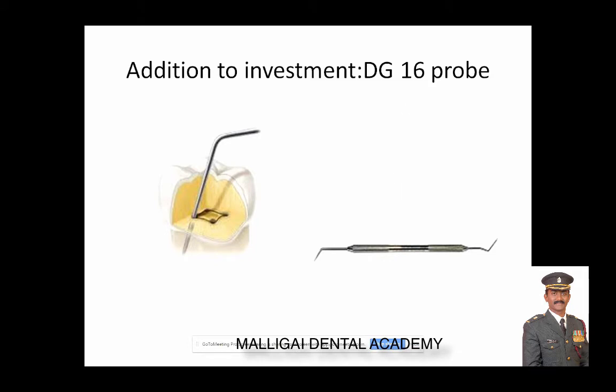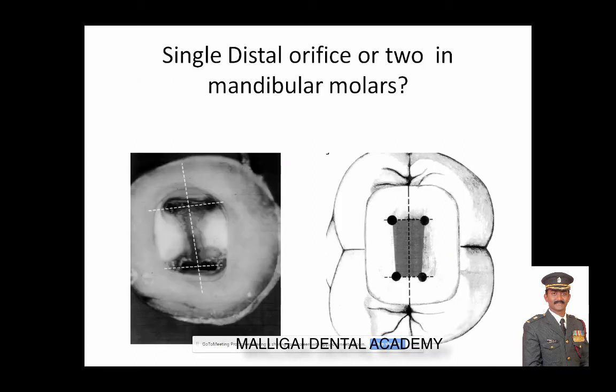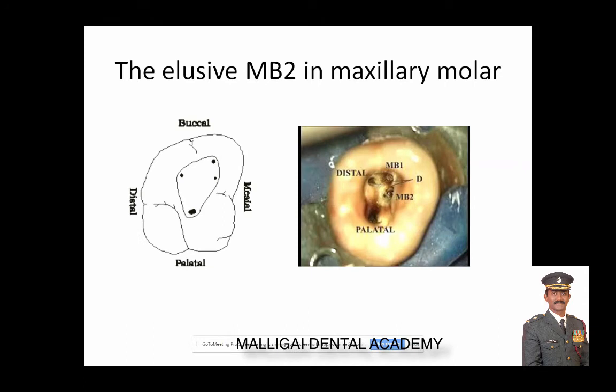How does this help? I'm going to show you two cases here. The elusive MB2 in the maxillary molar. Many a times we do not find the MB2. A lot of hue and cry has been raised about the MB2, and now it need not be so. It's very, very simple. This diagram represents the position of the MB2. So how is it located?